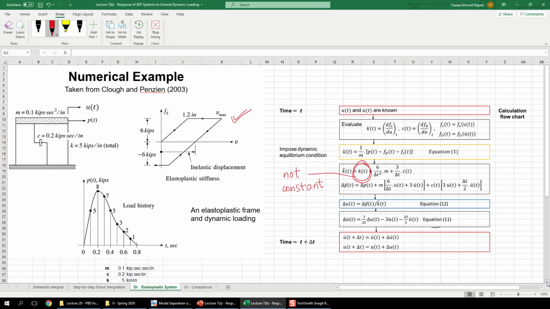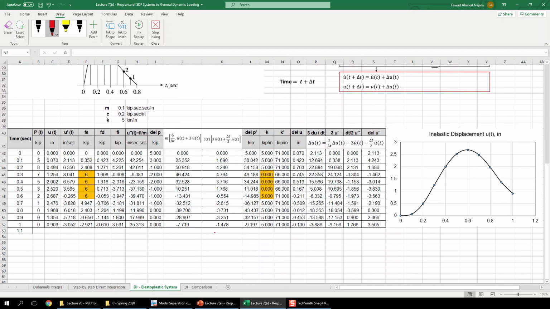Let's go down to the calculations, the same table. Now we already know that Fs was equal to Ku for the last case, but now it is not equal to Ku. It will come from a function, this kind of function, which is the bilinear Fs and u. So the K value will remain equal to 5 kip per inch, but not for the whole solution, only up to the point where displacement is less than 1.2 inches. So we start solving the same time steps, but every time we check what the displacement is.